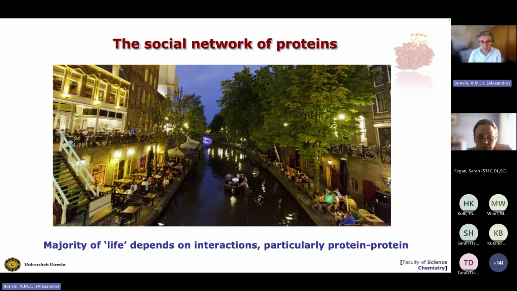In life, everything is of course controlled at the microscopic level by interactions between biomolecules, and in particular protein-protein interactions. This has been the focus of our work for many years now, trying to model those to be able to understand those interactions.